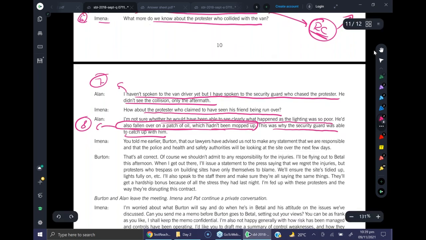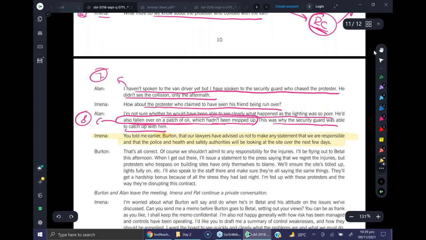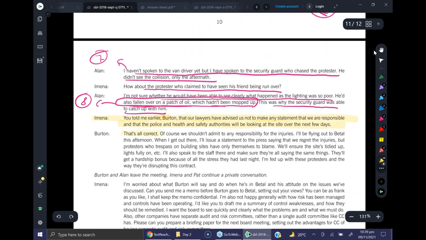So Amina said that you told me earlier, Burton, that our lawyers have advised us not to make any statements that we are responsible, and that police and health and safety authorities will be looking at the site over the next few days. Burton, that's all correct. Of course, we shouldn't admit to any responsibility for injuries. I'll be flying out to Beetle this afternoon. When I get out there, I will issue a statement to the press saying that we regret the injuries, but protesters who trespass on building sites only have themselves to blame.